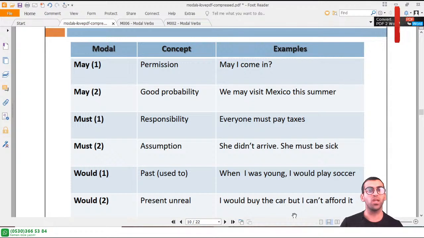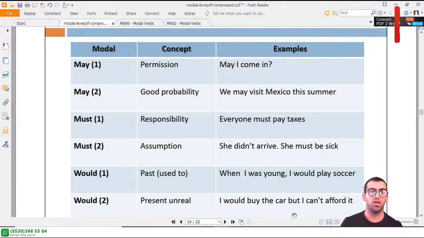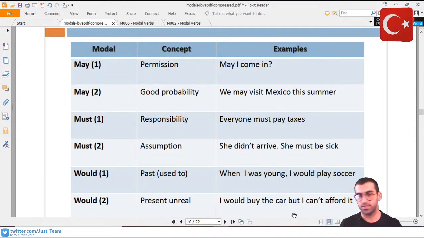Like, for example, as you know, we use used to. When I was a child, I used to play the guitar. When I was a child, I used to sing a song. Instead of used to, we can use would in the past. Like when I was young, I would play soccer. So we only use would with active verbs. Okay. The first meaning is used to.